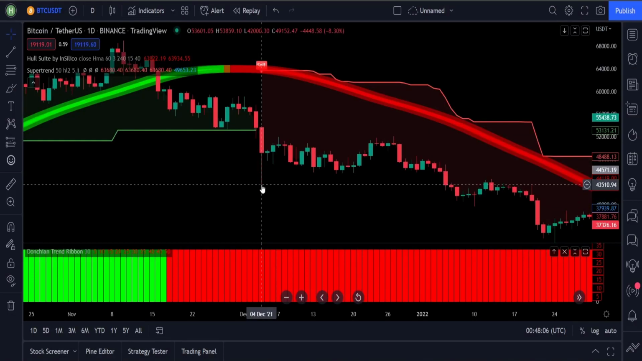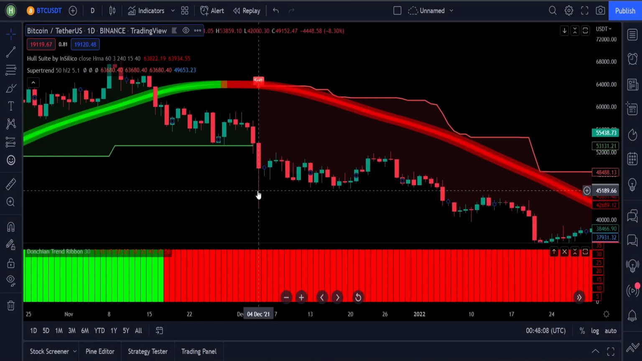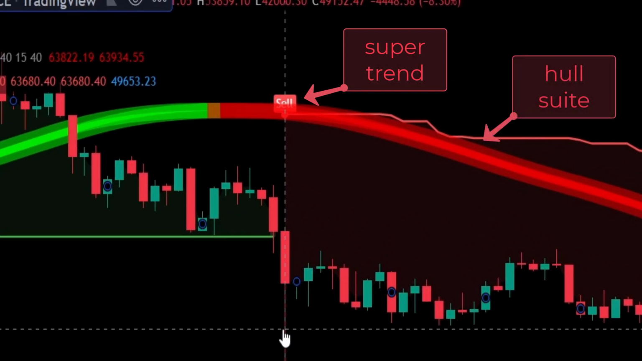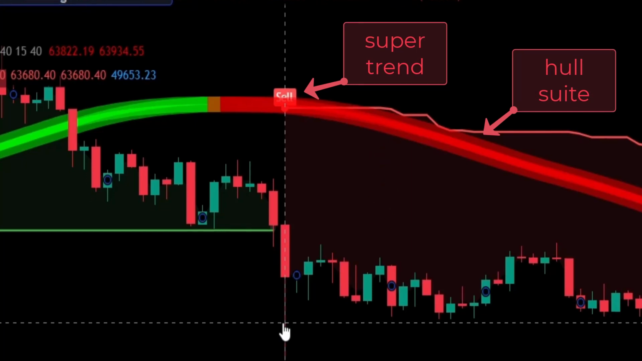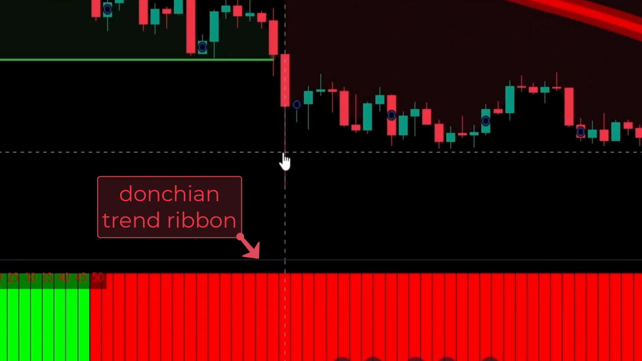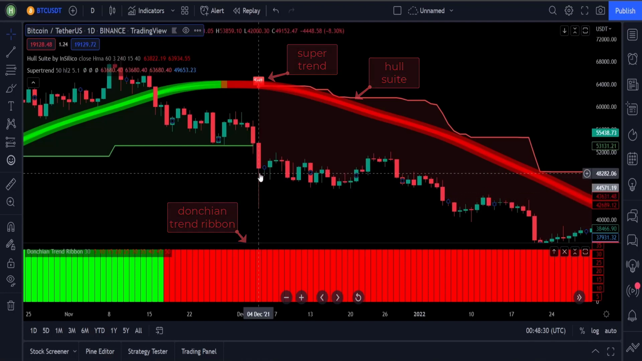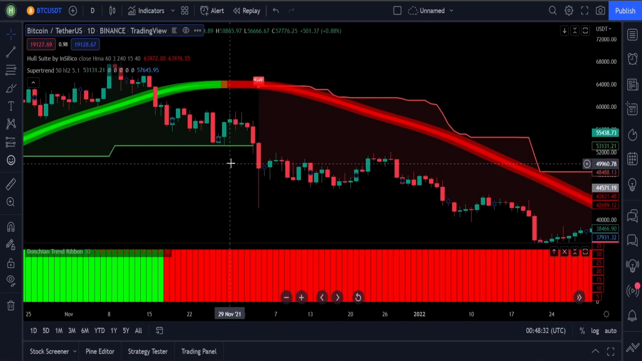Now we'll have a look at the rules for entering a sell trade. Number 1, you want the Supertrend indicator to give a sell signal when it turns red, like this one. Number 2, you want the whole suite indicator to be red, like it is here. And lastly, the Donchian trend ribbon should also be red. When all of these 3 rules are confirmed, you can get in at the very next candle for a short trade. For the stop loss and take profit, I'll put the stop loss at the recent swing high and keep the risk to reward ratio from 1 to 1.5.